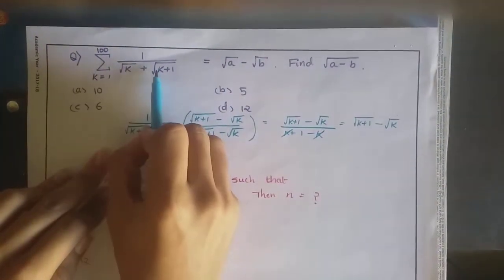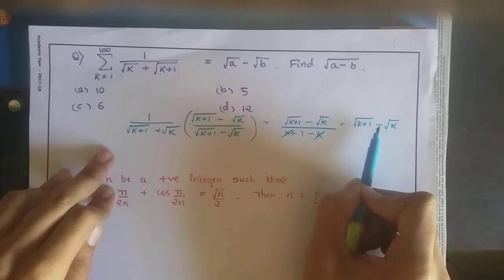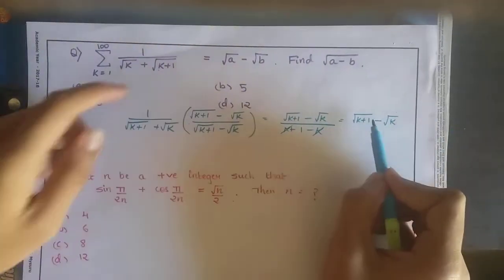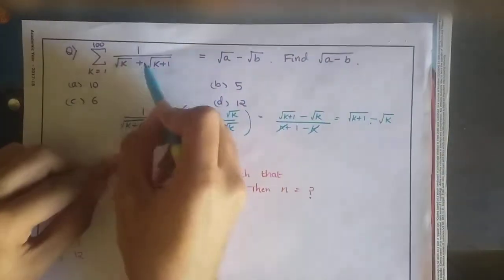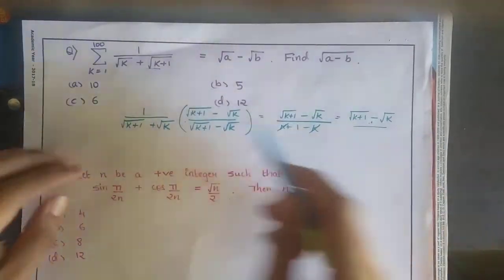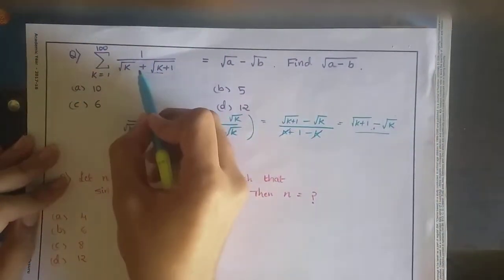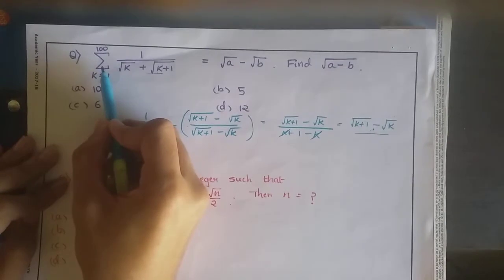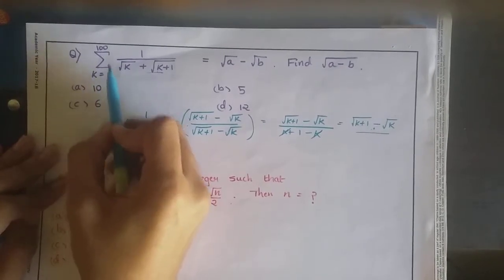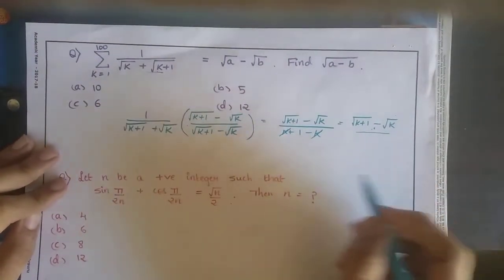So we have simplified this to this. And it is true that if we multiply this term and this term, we will be getting 1, since they are reciprocals. So since we simplified this, they are asking the summation from k equal to 1 to 100. So let's see how we do that.